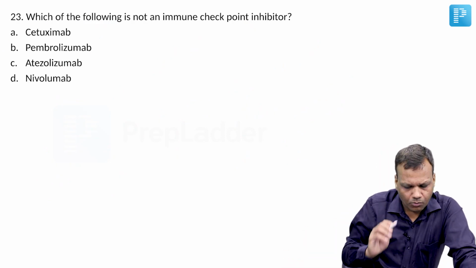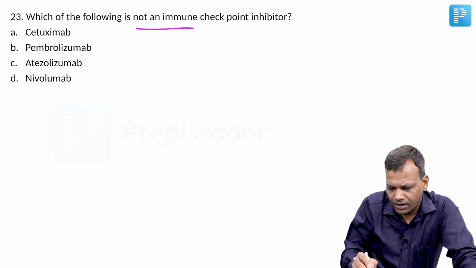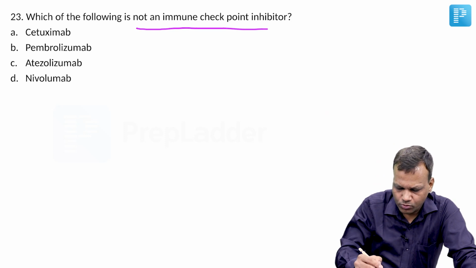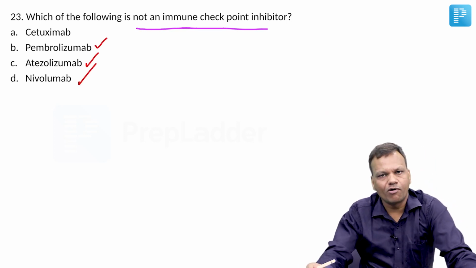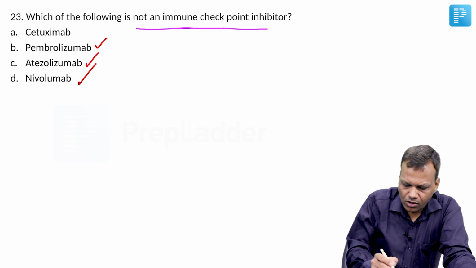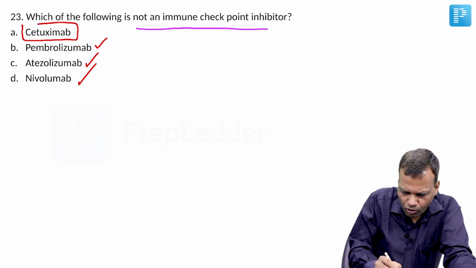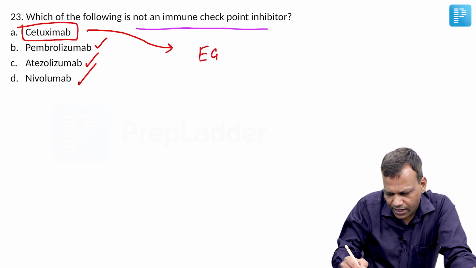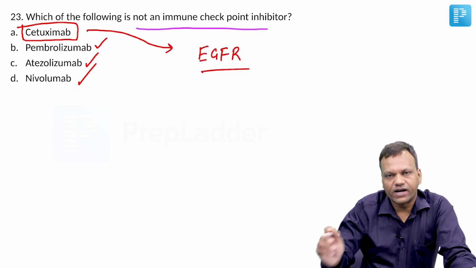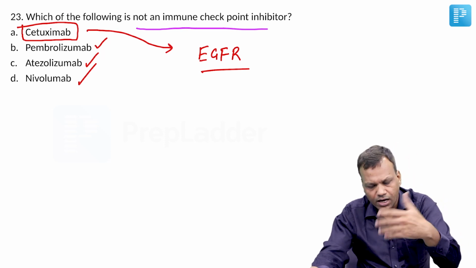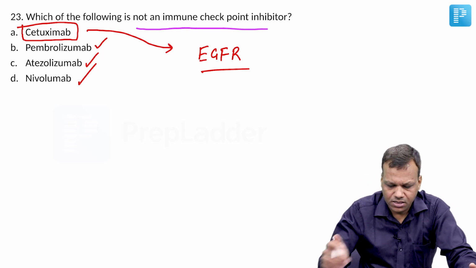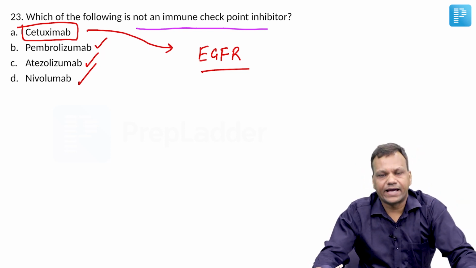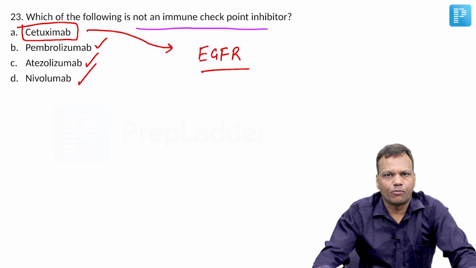Okay. Now moving to the next question, which is an easy one: which is not an immune checkpoint inhibitor? We just discussed in our previous question that pembrolizumab, atezolizumab, and nivolumab are all immune checkpoint inhibitors. On the other hand, cetuximab, we all know, is a monoclonal antibody against epidermal growth factor receptor. It is not against the programmed death receptors. So cetuximab, which is used in colorectal carcinoma and head and neck cancers, is not an immune checkpoint inhibitor.